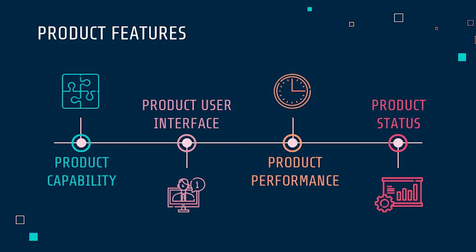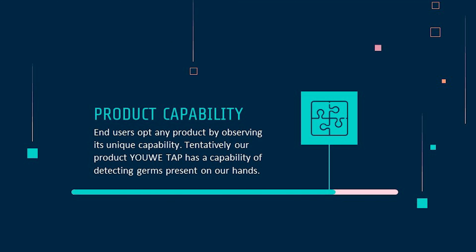And our product will provide many such features, including capability, user interface, performance, and status. So, let us discuss the first product feature, that is capability. End users judge the product by observing its unique capability. Tentatively, our product UV Tap has a capability of detecting germs present on our hands.